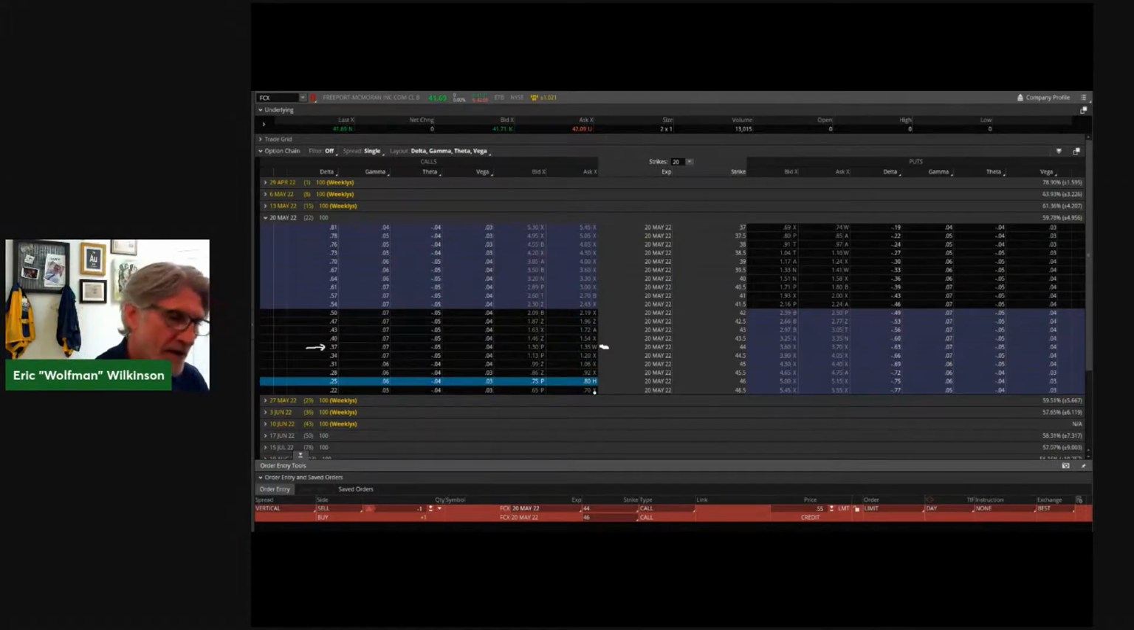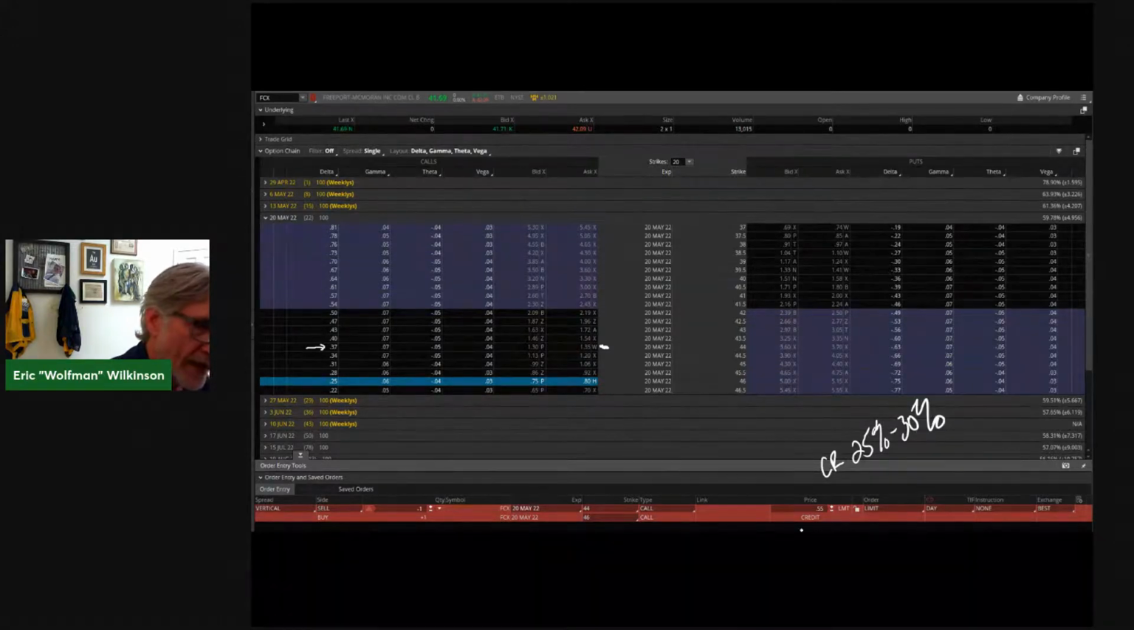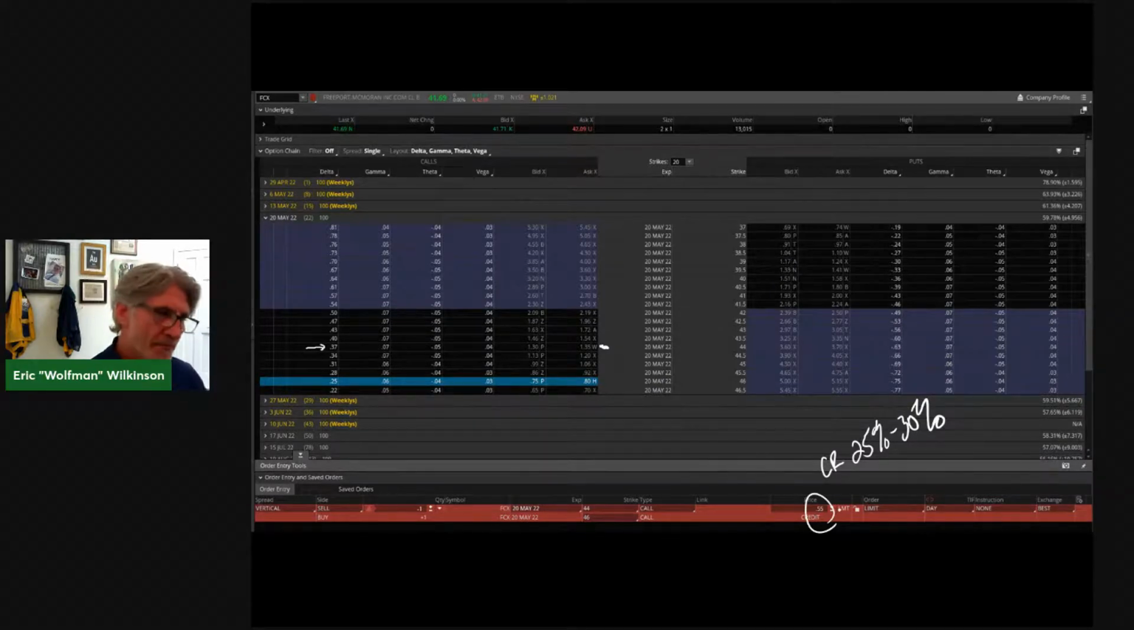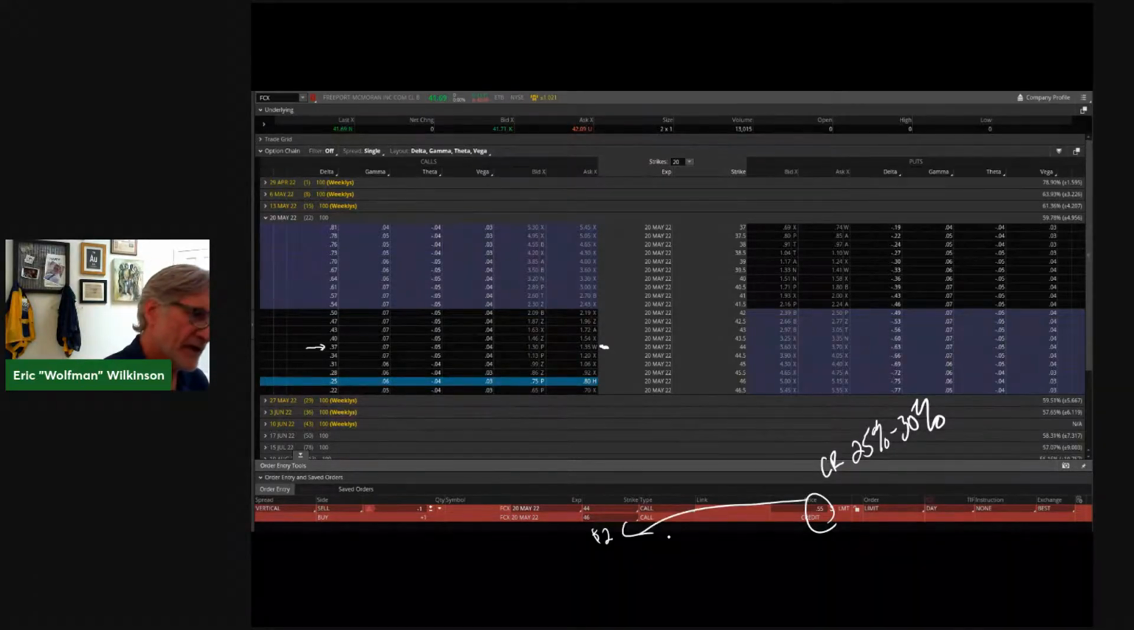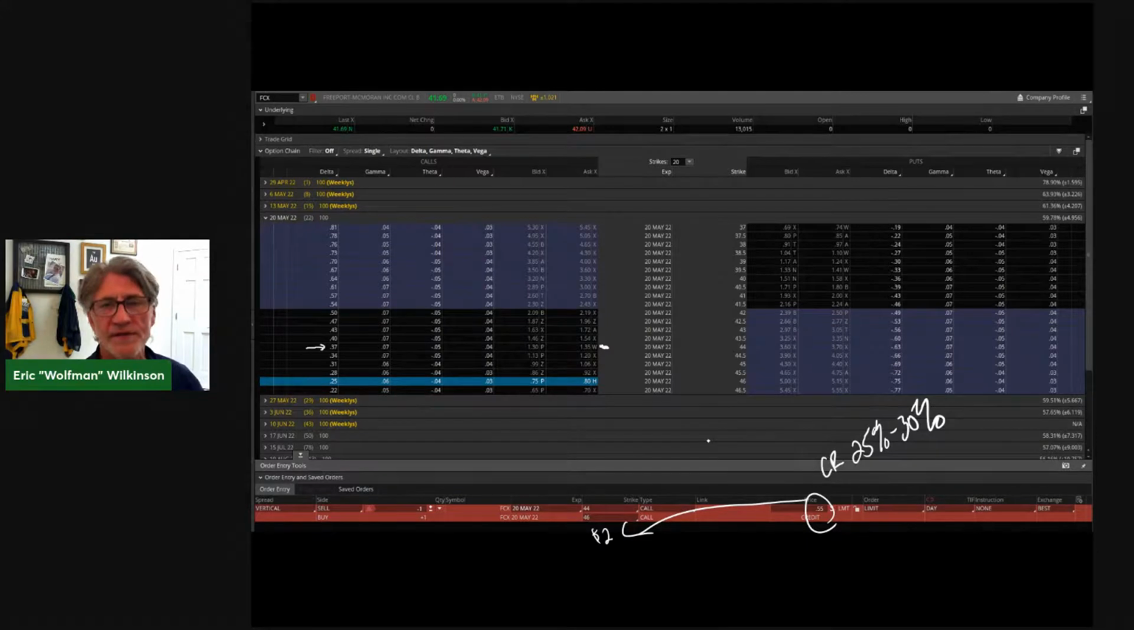And then on top of it, you want to try and get a credit somewhere between 25 and 30% of the width. So here I've got 55 cents. How wide is it? $2. So you take the 55 into that, and it's somewhere around 26%.